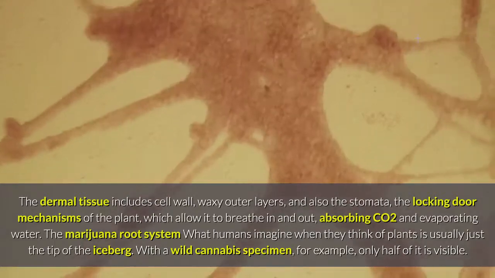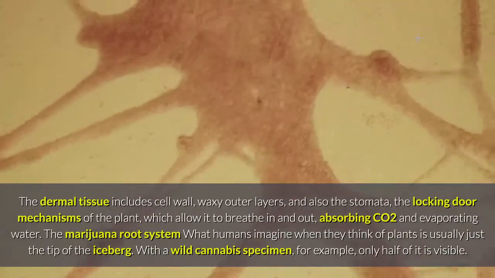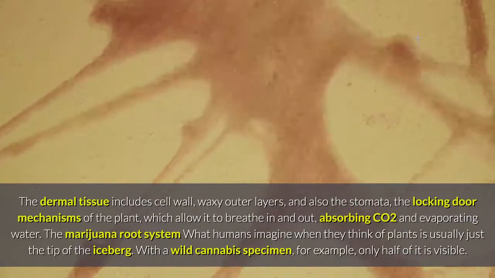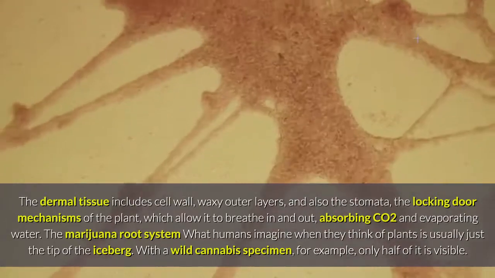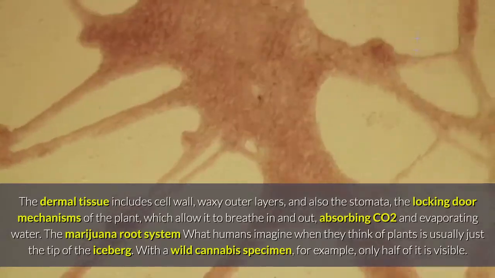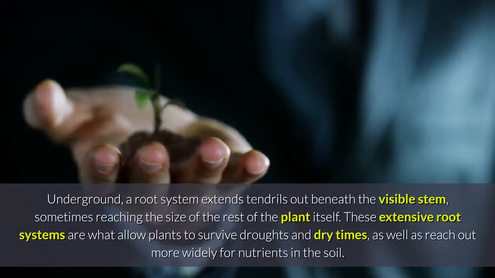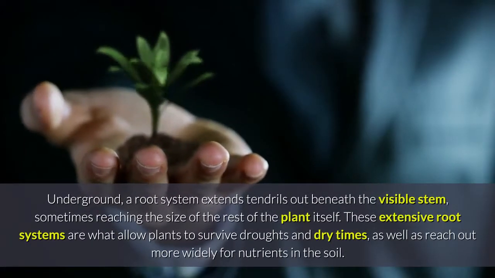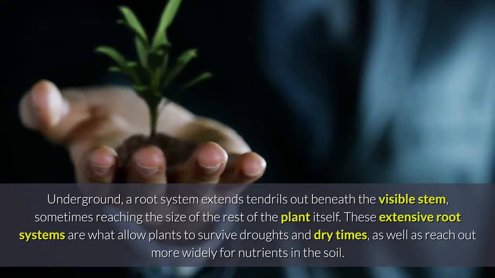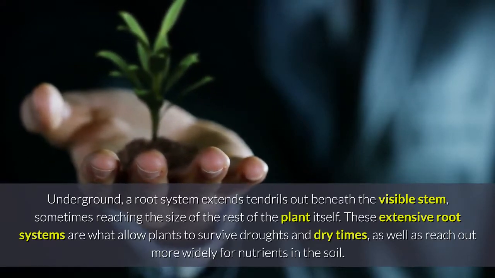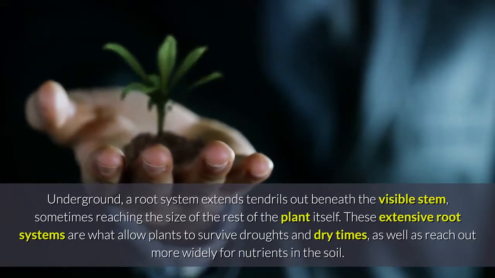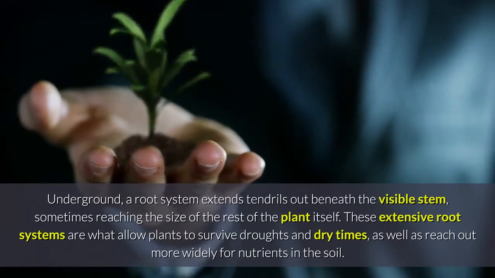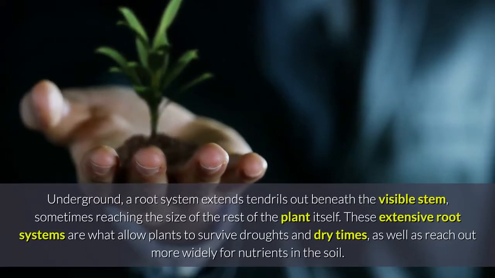The marijuana root system, what humans imagine when they think of plants, is usually just the tip of the iceberg. With a wild cannabis specimen, for example, only half of it is visible. Underground, a root system extends tendrils out beneath the visible stem, sometimes reaching the size of the rest of the plant itself. These extensive root systems are what allow plants to survive droughts and dry times, as well as reach out more widely for nutrients in the soil.